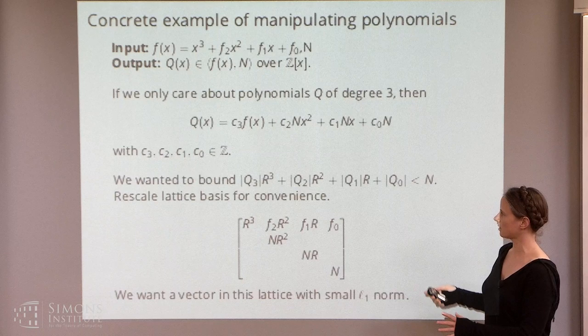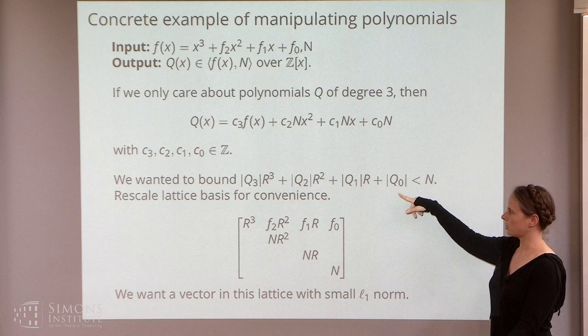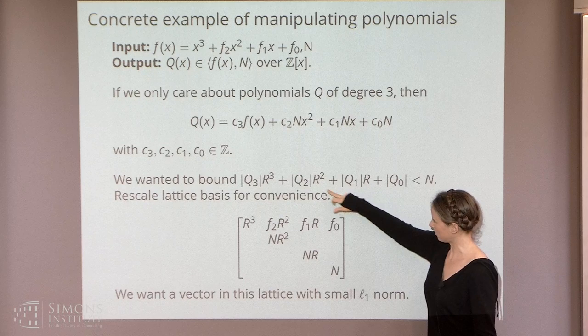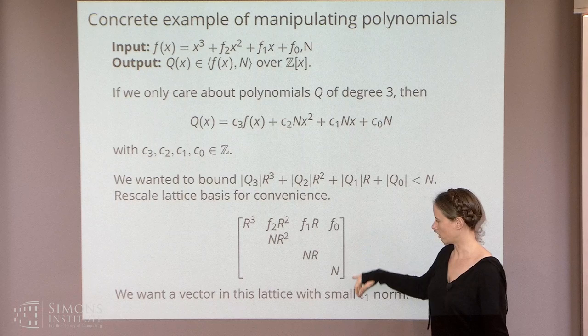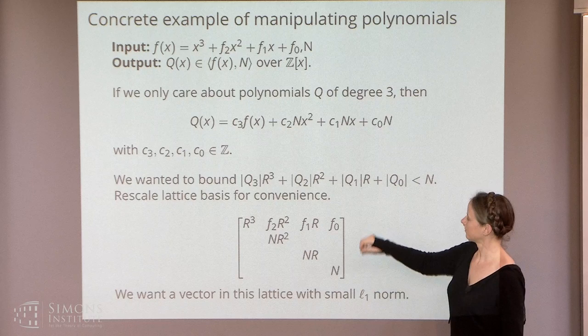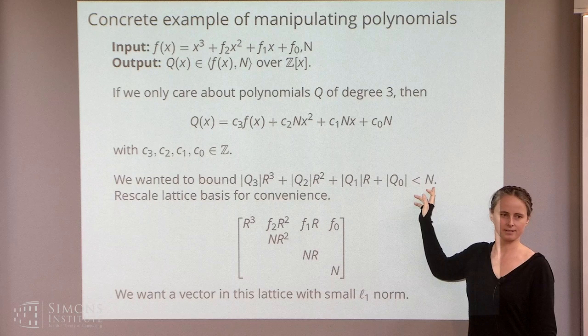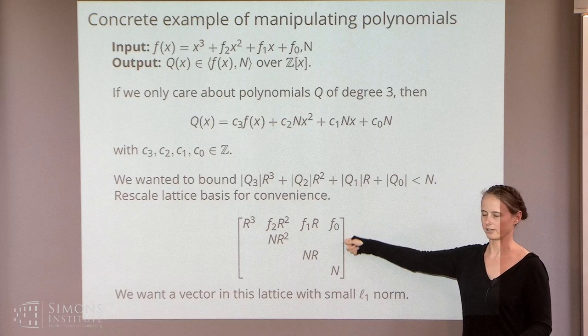We're not quite there yet, because I said we wanted to bound this value. The easy way to do this is to add these extra scaling coefficients into our lattice. Then the L1 norm of any vector in this lattice happens to match exactly this value that we want to bound. And so if this is strictly less than n, then we're done. So now we're looking for a relatively short vector in this concrete lattice that we constructed.